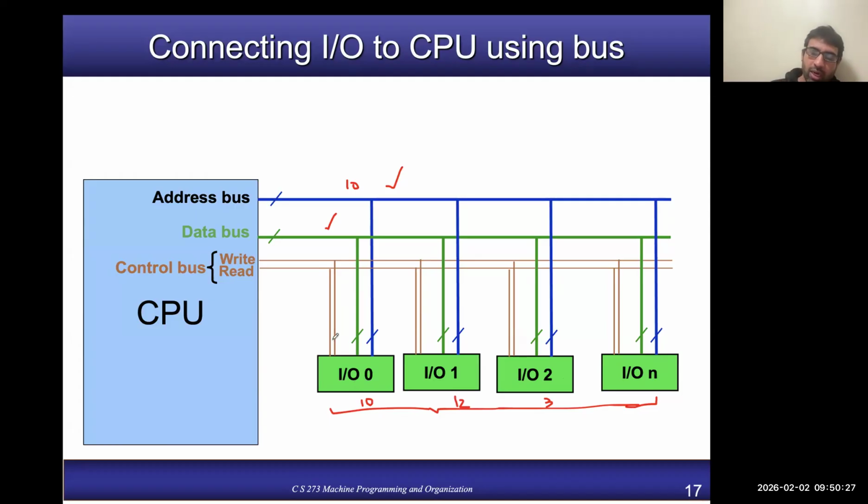Then it will check the read or write signal. If it is the read signal, it means the CPU wants to read the data from IO device 0. So the device will place the data on this bus, and that data will then be moved into the CPU, right? And if the write signal was active and the read signal was not active, it means the CPU will first place the data on the data bus, and the address definitely, and then that data will be written to IO device 0. Okay. Any questions?